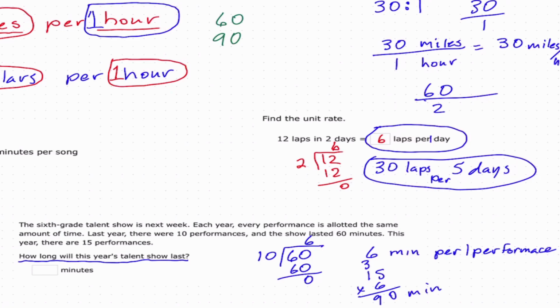So how many minutes is it going to last? It's going to last 90 minutes. And if we look at that, that kind of makes sense, right? So 10 performances took 60 minutes, and now we're upping it by 5, so we know it's got to be greater than 60 minutes. So we add another 30 minutes to the show.